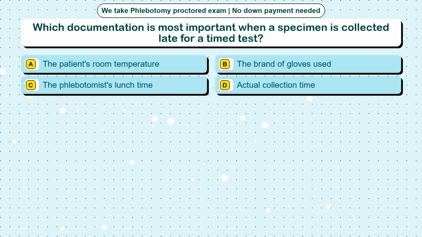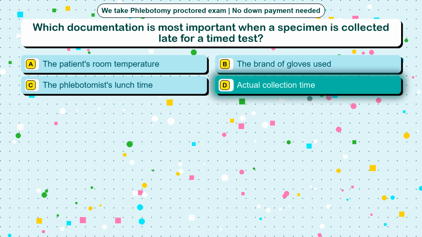Question 24. Which documentation is most important when a specimen is collected late for a timed test? Option A. The patient's room temperature. Option B. The brand of gloves used. Option C. The phlebotomist's lunch time. Option D. Actual collection time. The correct answer is option D.